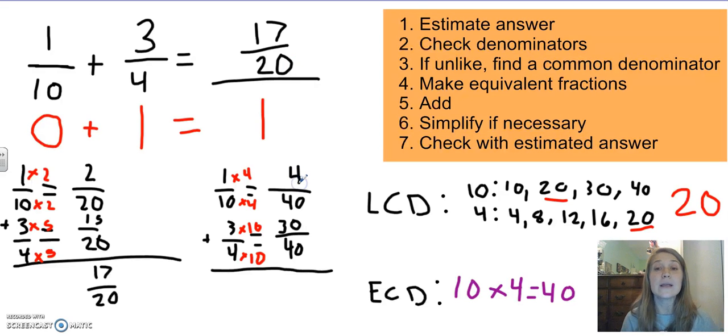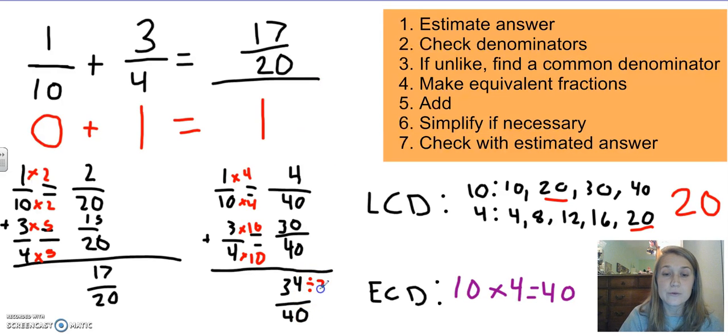Now we're going to add, reminding ourselves that we only add the numerator. 4 plus 30 equals 34, and my denominator stays the same, 40ths. 34/40ths is my answer. However, I can tell that it is not in simplest form. And step number 6 says we need to simplify if necessary. I know that it's not in simplest form because 34 and 40 are both even numbers, which means I can divide it by 2. So that's what I'm going to do. I'm going to divide 34 by 2, and I'm going to divide 40 by 2 to get a simplified answer.